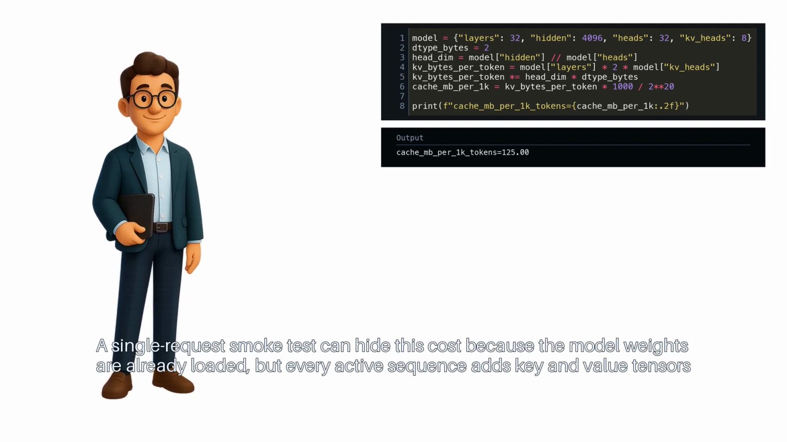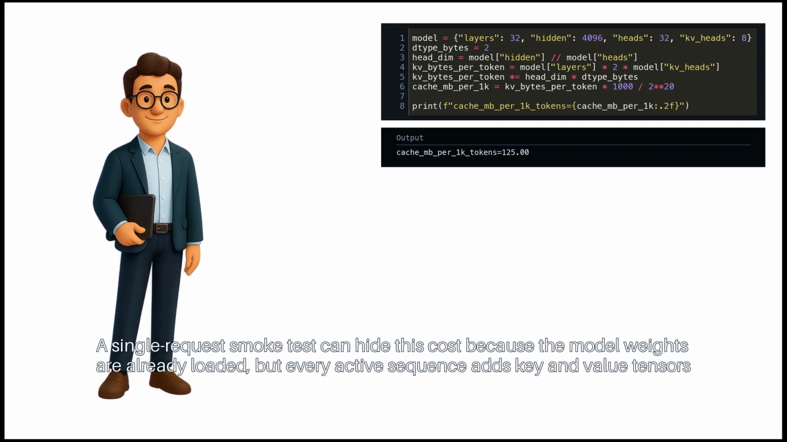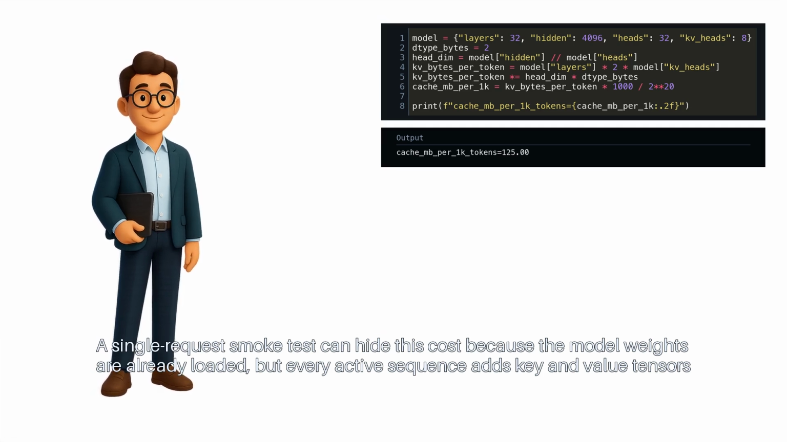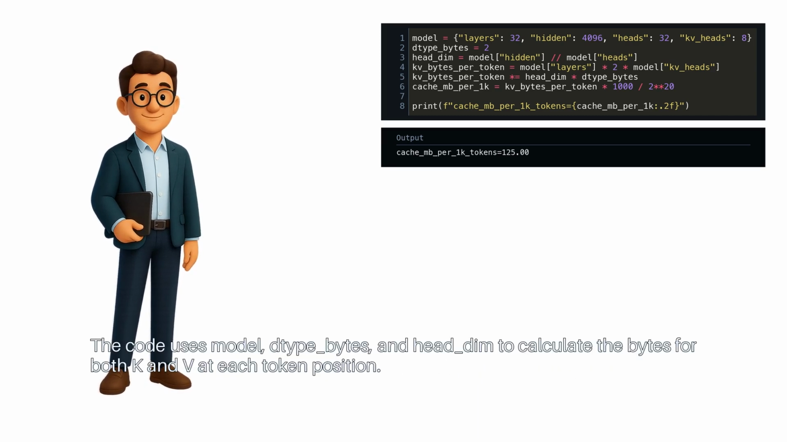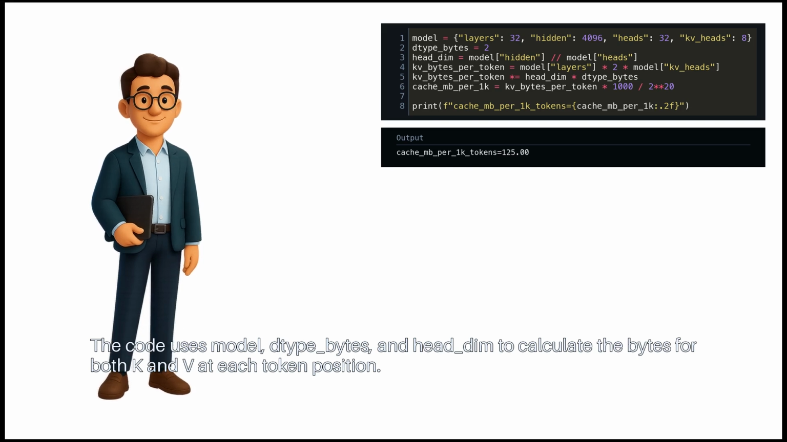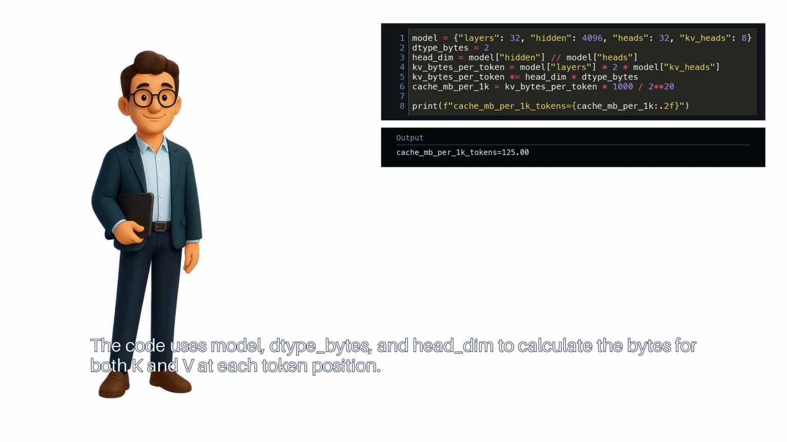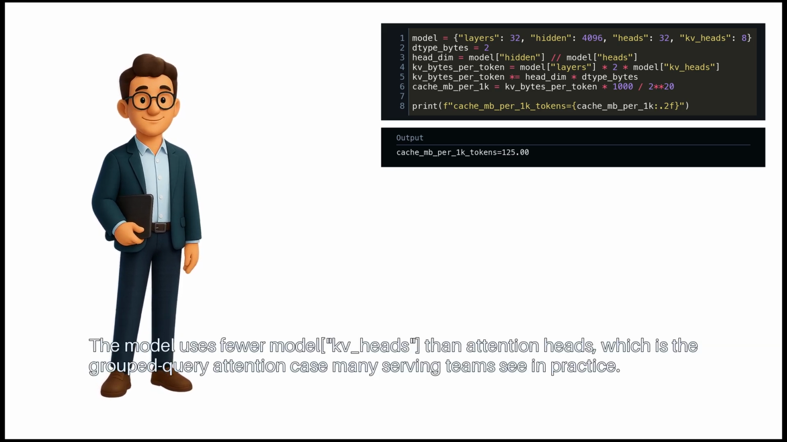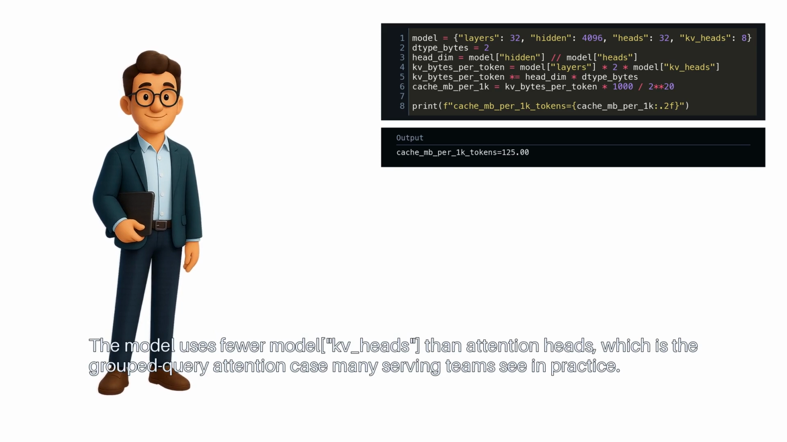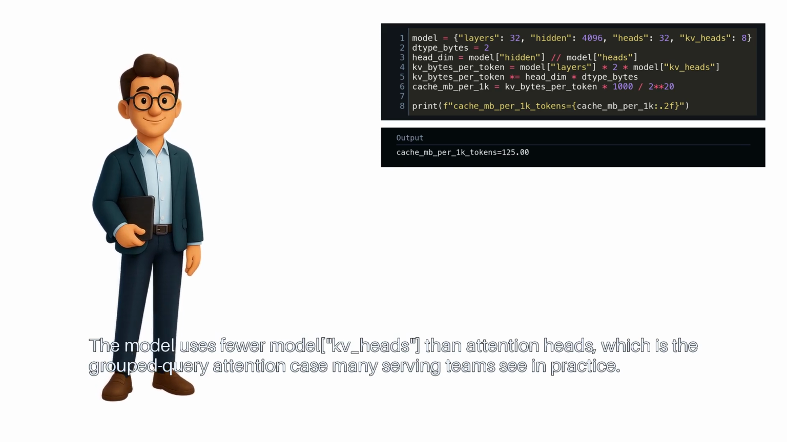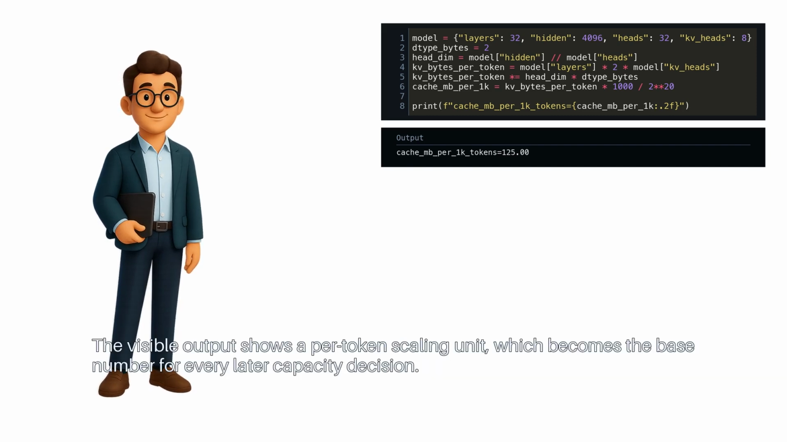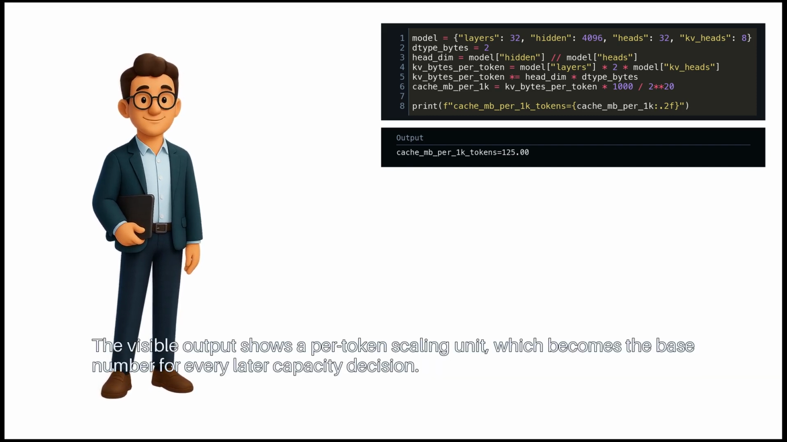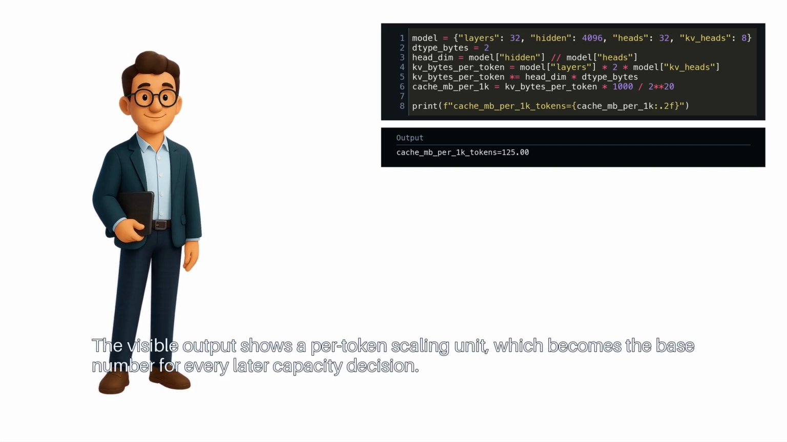A single request smoke test can hide this cost because the model weights are already loaded, but every active sequence adds key and value tensors across all layers. The code uses model dtype bytes and head dim to calculate the bytes for both K and V at each token position. The model uses fewer KV heads than attention heads, which is the grouped query attention case many serving teams see in practice. The visible output shows a per token scaling unit, which becomes the base number for every later capacity decision.